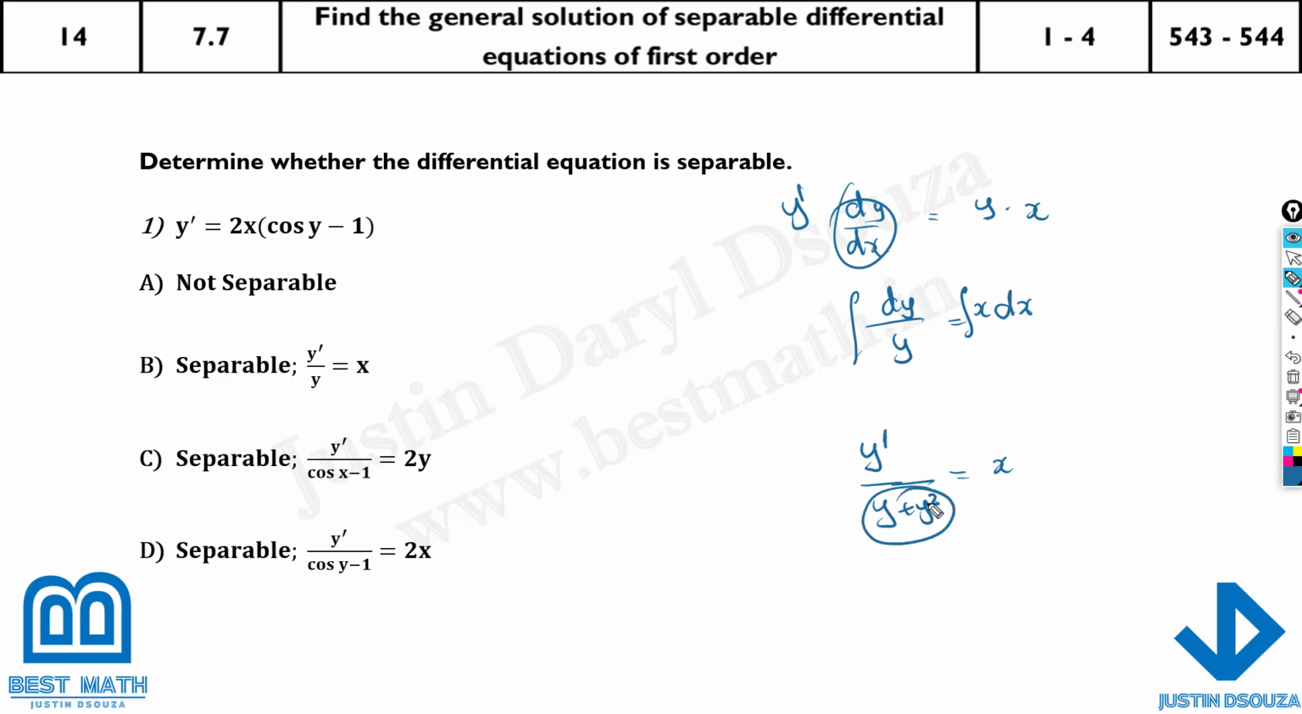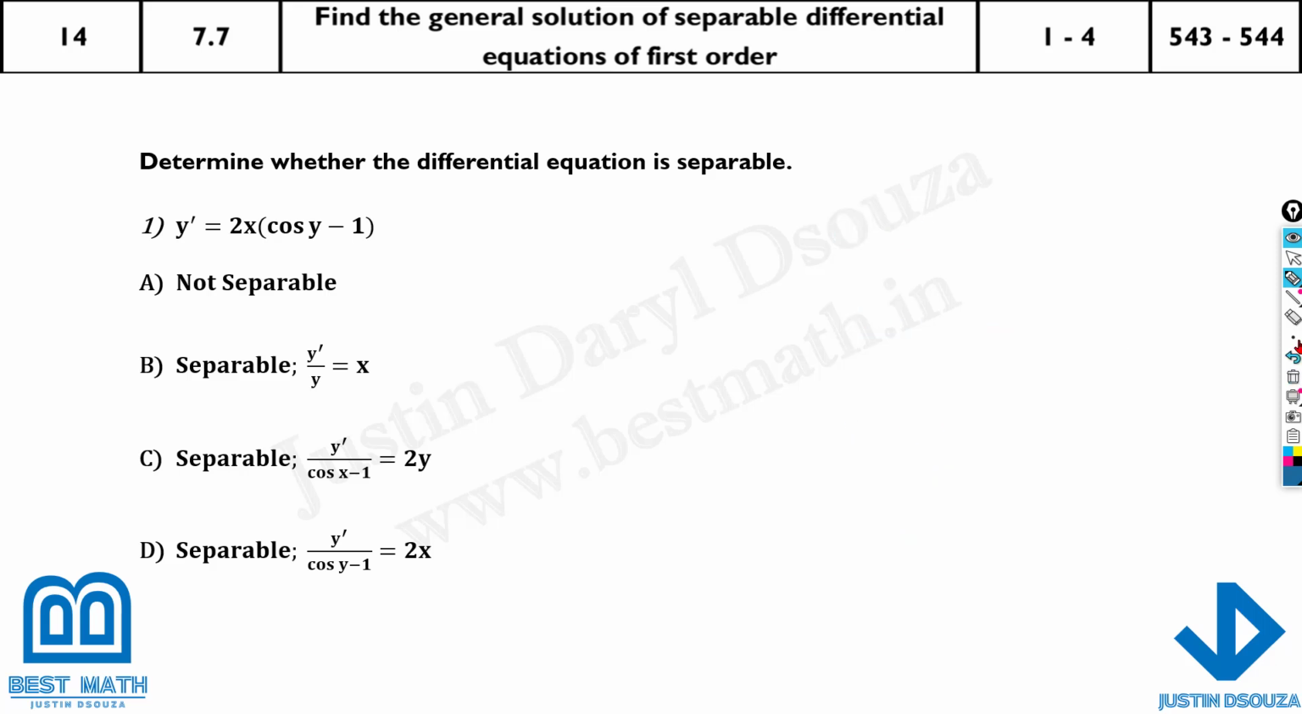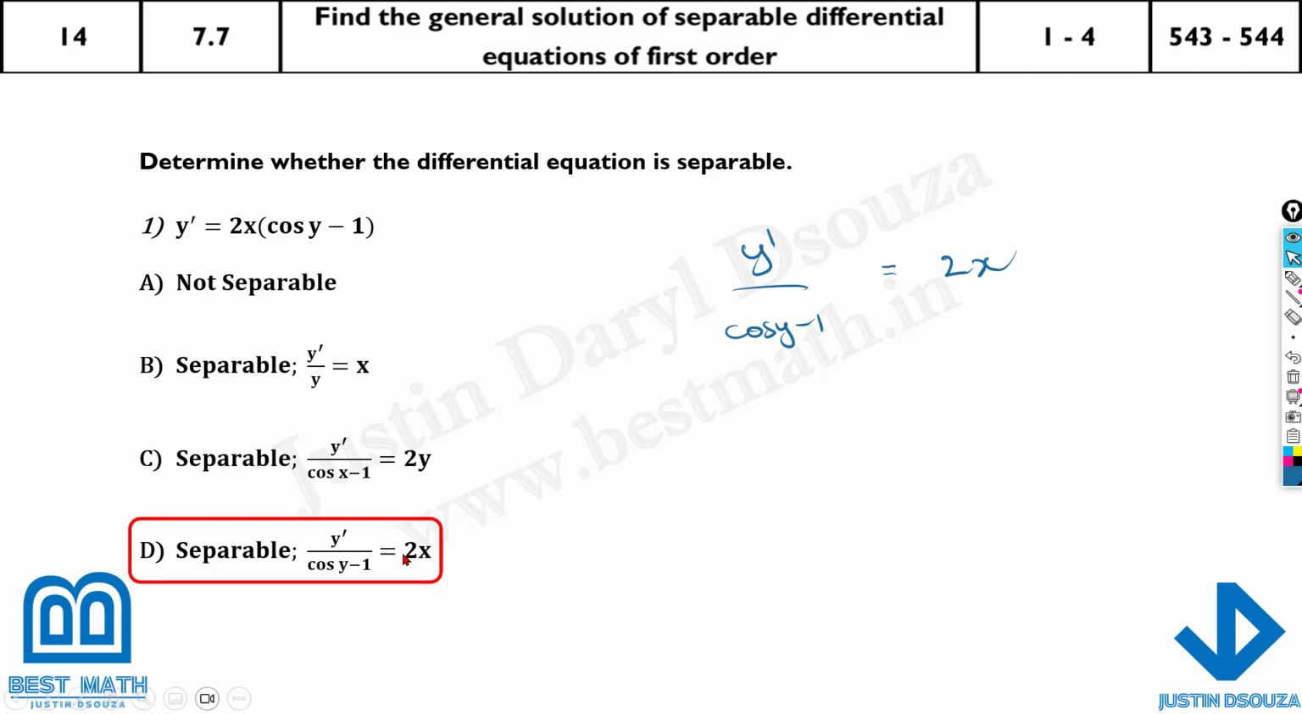In the denominator, if you have y plus 1, it's okay, but if you have two y's, like say cos y, then it's not separable. We'll see about this as we go across the problems. Generally, it's easy to recognize from this itself. Now look here, y prime divided by cosine y minus 1. All the y terms are over here and the constants, that's fine. And 2x, yes, this is separable. So the answer is D here.